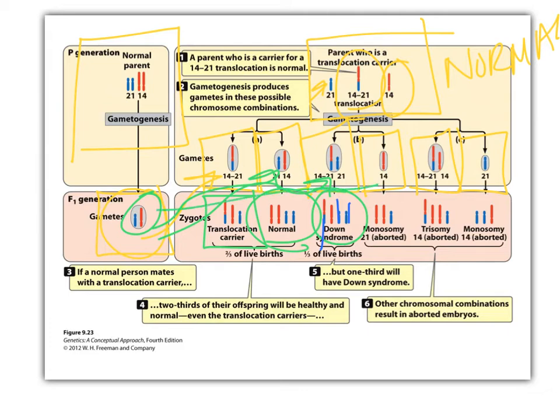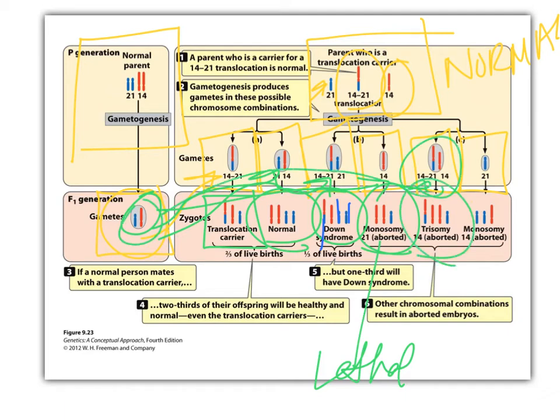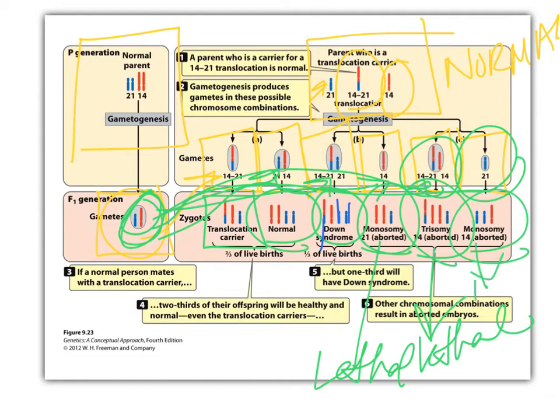This normal guy with that, it's a monosomy. There are never any monosomies aside from sex chromosomes that ever survive, so this is lethal. This normal guy over here with this one, again, trisomy 14, not ever survives, and this one with this one, monosomy 14, again, lethal. So this type of translocation can be completely normal in a carrier, but again, this person as a parent has a probability of having a Down syndrome child.